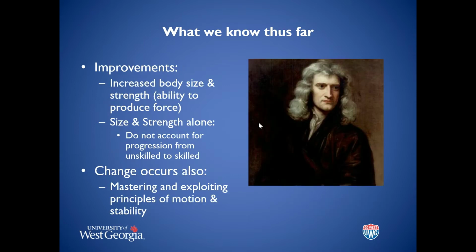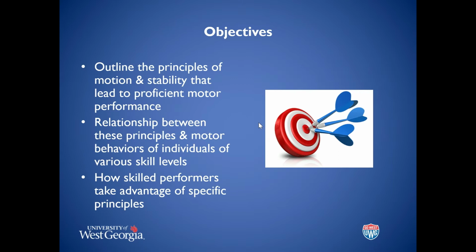And so, part of what we know that helps us improve our motor development and these movements is that as our body size increases, we typically tend to increase strength, which allows us to increase the forces we can produce, which is great. But it's not just about size and strength alone. We know that plays a big role. As a kid gets older, they have strength to actually do things. But that alone doesn't account for all the progression from someone being unskilled at a particular activity to being skilled. Think of a professional athlete versus someone who's just doing it. Size and strength isn't the only thing. Some of those changes are going to occur by mastering and exploiting principles of motion and stability, which is what this lecture is talking about.